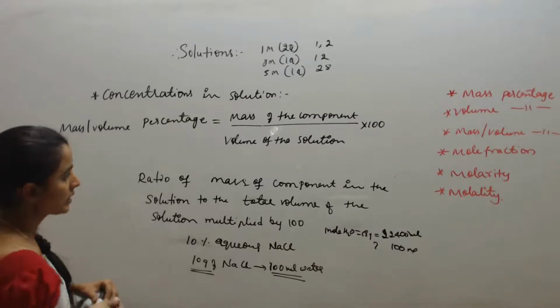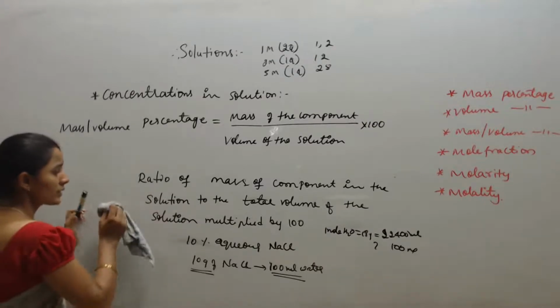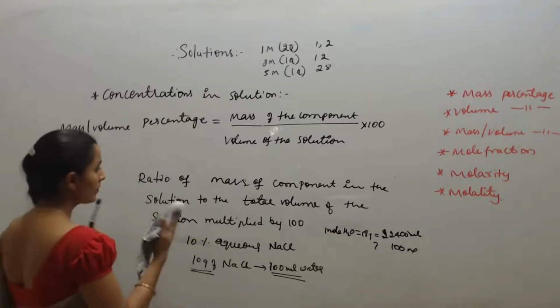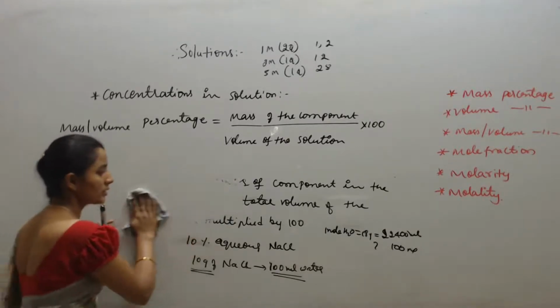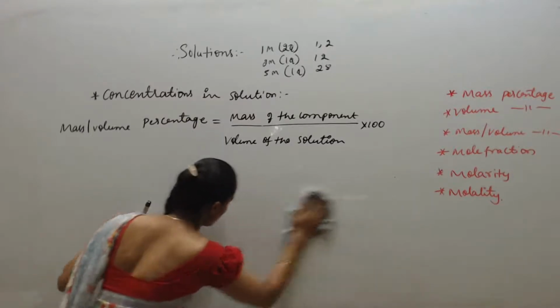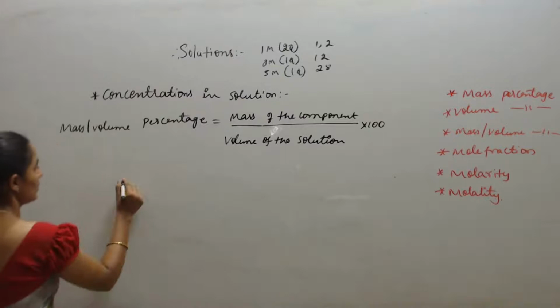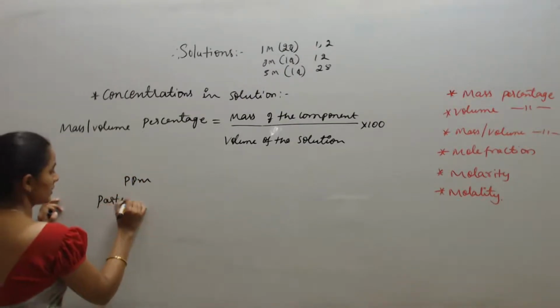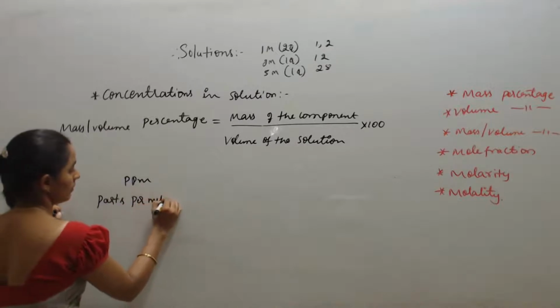Another one is there, students: if the solute concentration is very less, then it will be represented by ppm, that is parts per million.